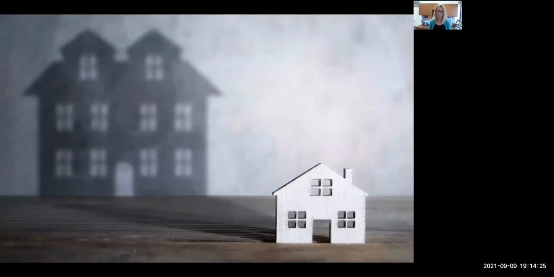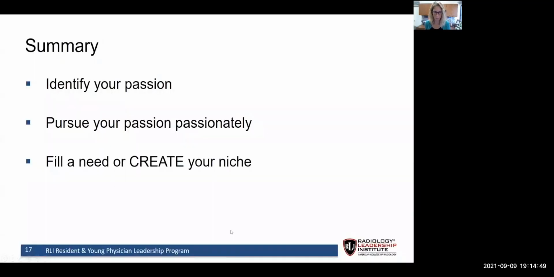You may have to really encourage your partners and your colleagues to see your vision, but I believe it's entirely possible for us to create leadership positions for ourselves and to create the pathway, our career pathway, that really fulfills our driving passions.